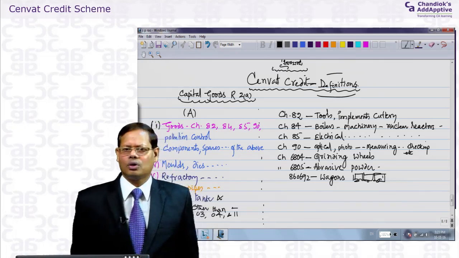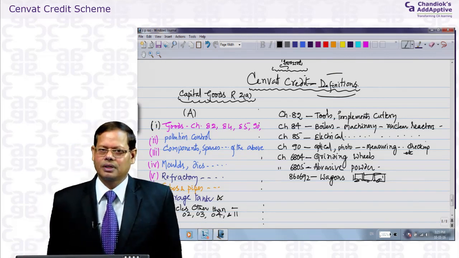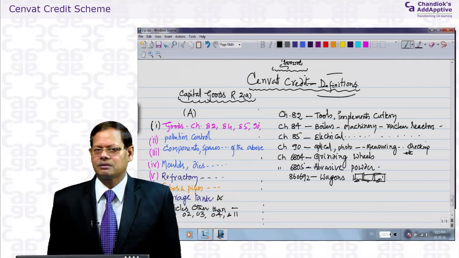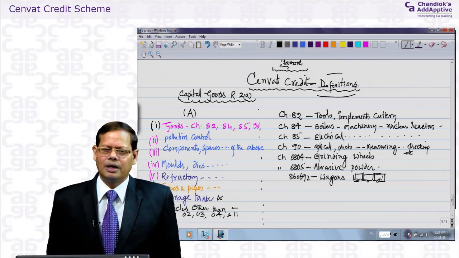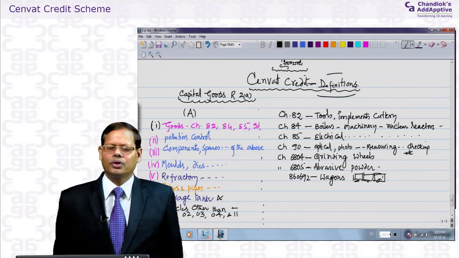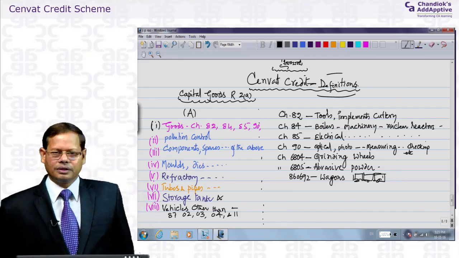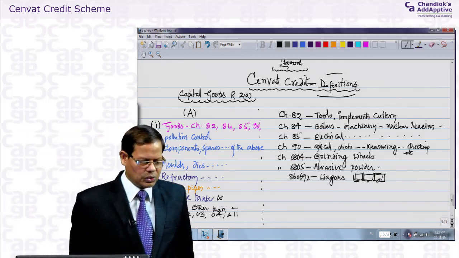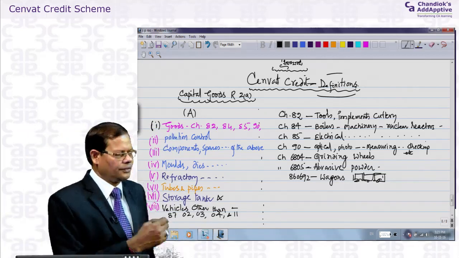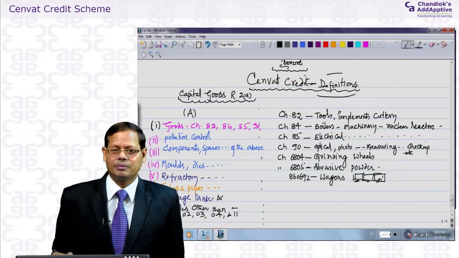86, 0692. It is a little painful job, but unfortunately, this is not an open book system. You have to learn to some extent, to a large extent, and you can reproduce. If you cannot reproduce, you don't have to worry, but to the extent that you can remember, that is an added advantage, okay. So I have given you the list of the things that are qualified as capital goods.